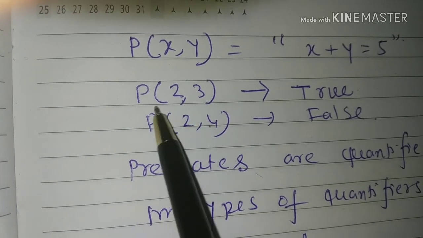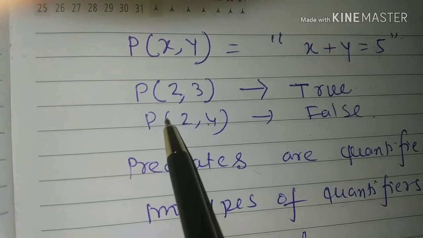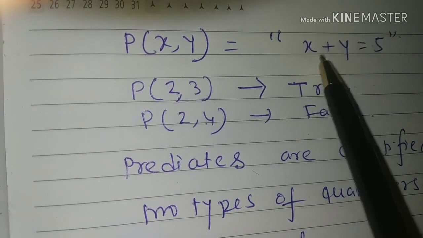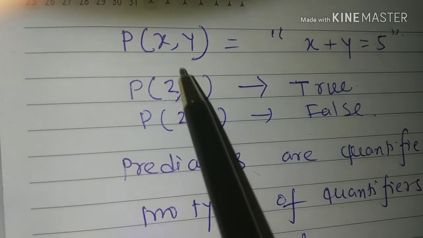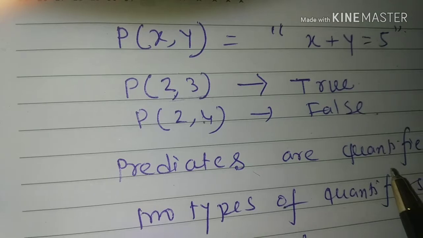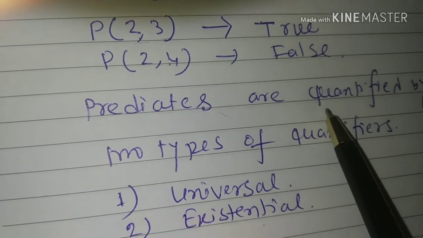This will be a propositional statement. P(x, y) is a predicate, but P(2, 3) is a propositional statement, and this proposition is 2 plus 3 is equal to 5, true. Now if we take x is equal to 2 and y equal to 4, then this will be 2 plus 4 is equal to 6, so this predicate is false.